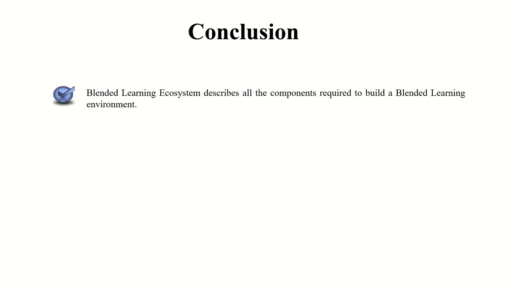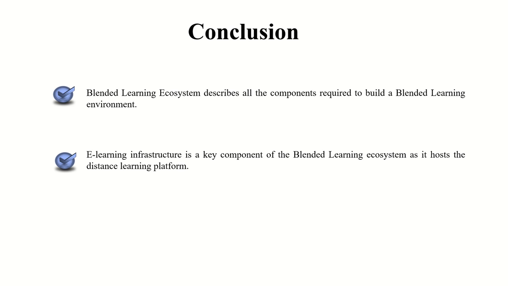The blended learning ecosystem describes all the components required to build a blended learning environment. These components are divided into 5 categories: content providers, content consumers, consultants, e-learning infrastructure, and e-learning culture. The e-learning infrastructure is a key component of the blended learning ecosystem as it hosts the distance learning platform.